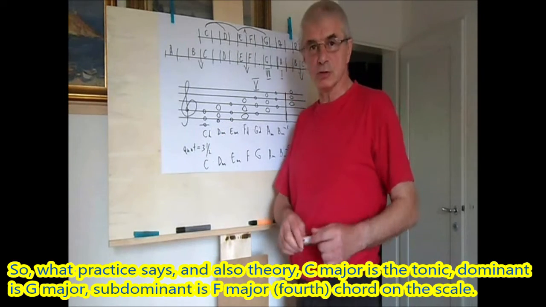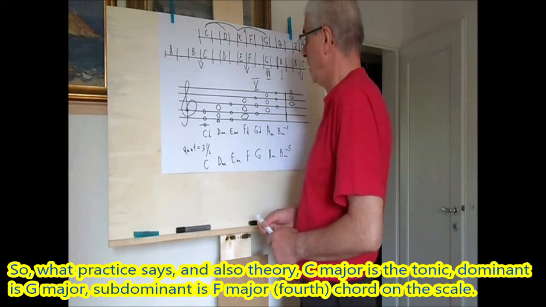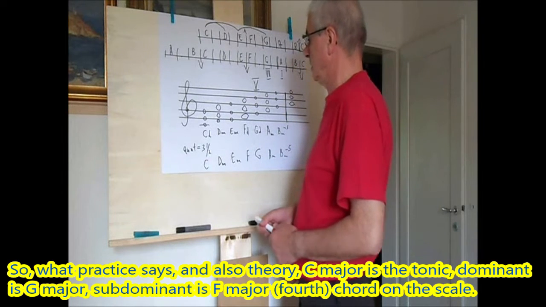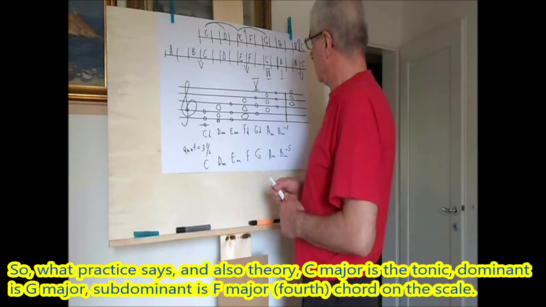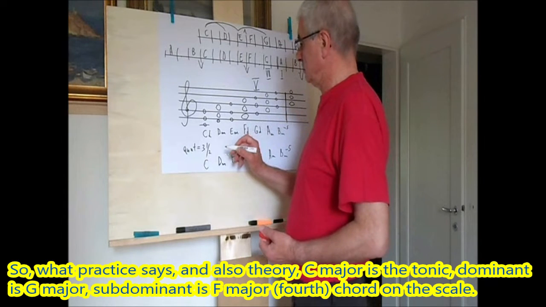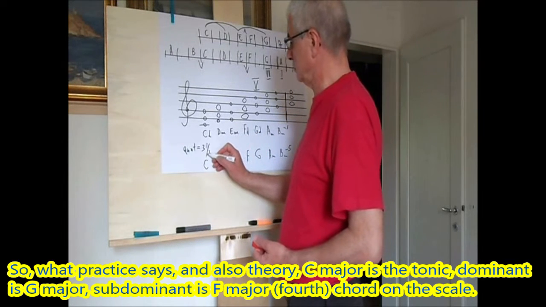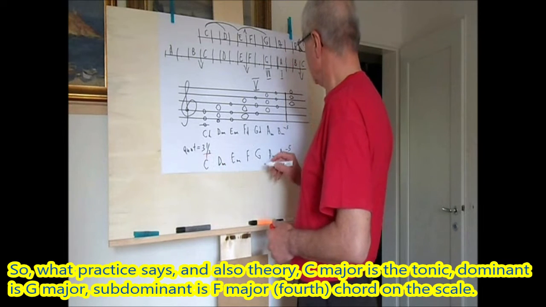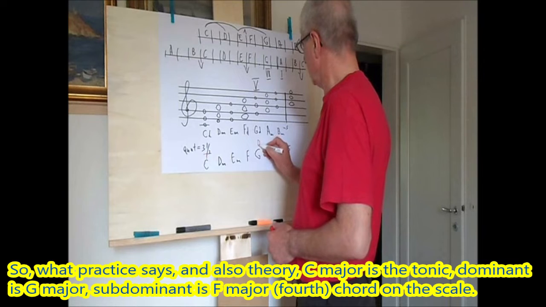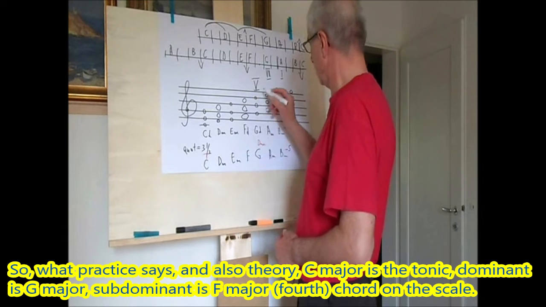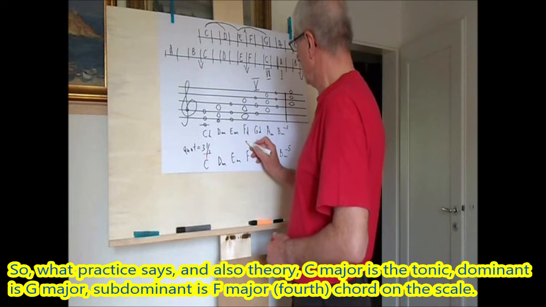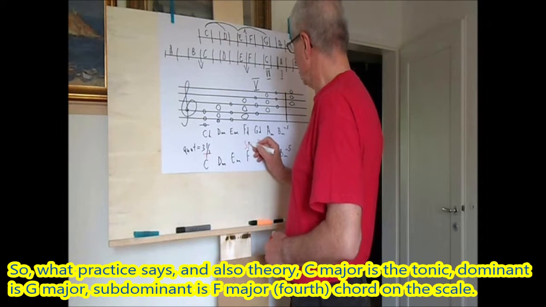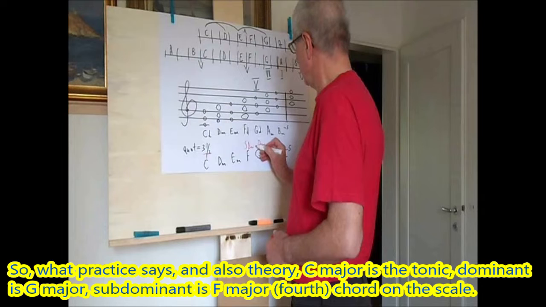So, what practice says, and also theory: C major is the tonic. Dominant is G major. Subdominant is F major, the fourth chord on the scale.